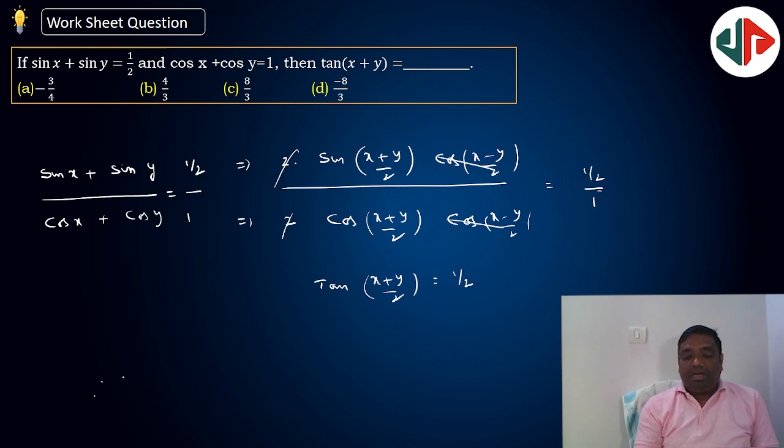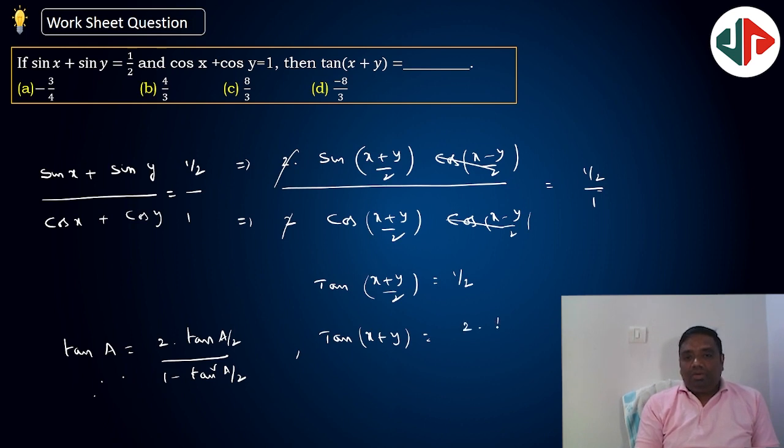But I want tan of x plus y, sir. Yes. So the tan A formula is 2 times tan of A by 2 by 1 minus tan square of A by 2. In the same manner, tan of x plus y we can rewrite as 2 into 1 by 2 by 1 minus 1 by 4. So 1 by 3 by 4. So your answer is 4 by 3.